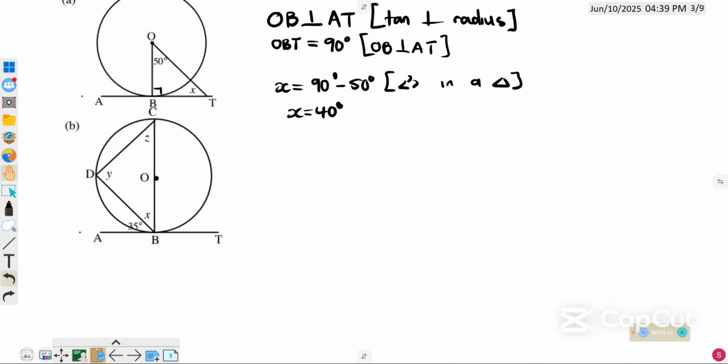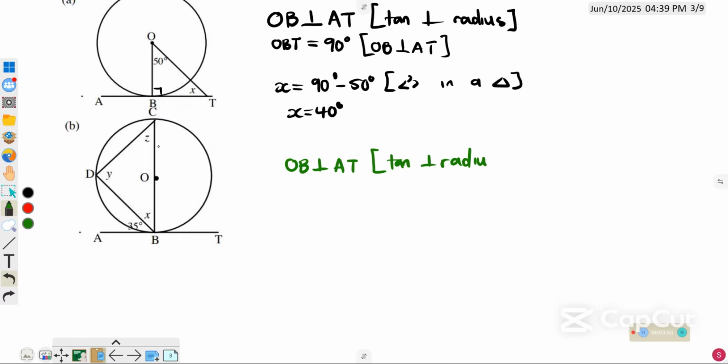So the second one, find X, Y, and Z. Which one can we find first? First things first, let's find X. So we can see that the line OP has to be perpendicular to the line AT because OP is a radius and AT is a tangent, right? How do we know that it's a radius? We said O is the center of the circle and the line OP runs from the center to the circumference, making it a radius. So OP is perpendicular to AT because a tangent is perpendicular to a radius or diameter.